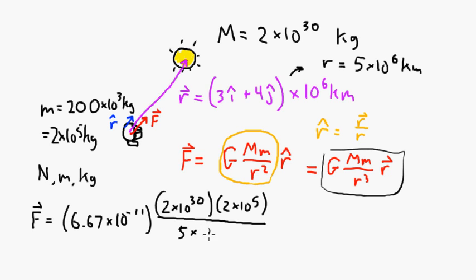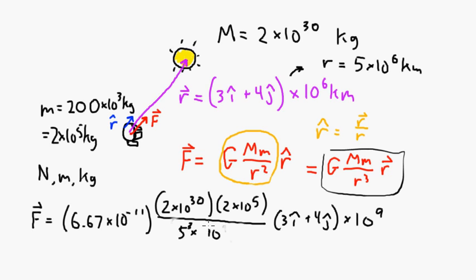And then times our r vector, which is 3 i hat plus 4 j hat times 10 to the 6 kilometers, but it's actually, again, 10 to the 9th meters, or I'm going to leave the meters off. Okay, now, here's where I think it's important and helpful to handle all your powers of 10 first. We've got a case here where the power of 10 is cubed. So instead of doing 5 times 10 to the 9th and cubing it all, I simply cube the 5, and then 10 to the 9th cubed is 10 to the 27th.